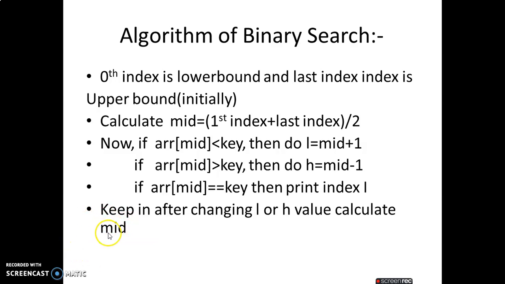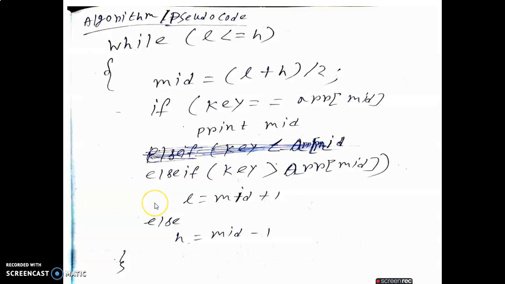Now this is mainly our pseudo code or algorithm. This is a part of code, but mainly our algorithm part, where our logic is included. This is a while loop. Low value L is the lower bound, less than or equal to the upper bound, meaning H. L is the lower bound, H is the upper bound.